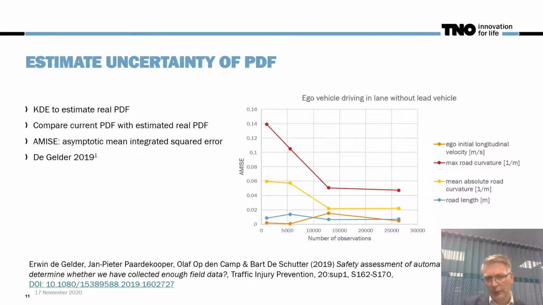For most parameters, but here, for example, for this parameter, we see it goes up with the third data set, meaning that there is more information in this new data set. It shows other behavior. So it's important to collect more data to bring this down to the same AMISE level again.